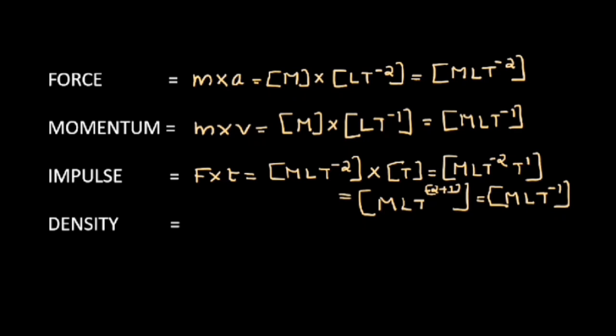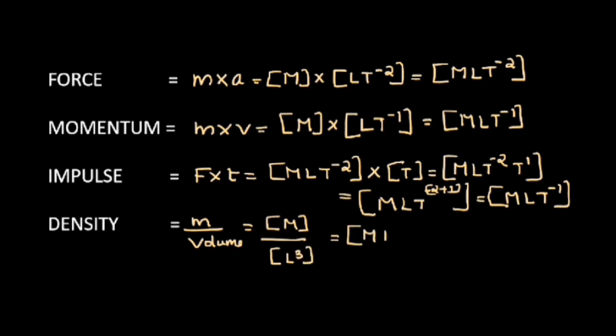Next one is density. What is the dimension of density? It is mass divided by volume. What is the dimension of mass? It is M. And what is the dimension of volume? It is L cube. So we get M L raised to minus 3. Here the L cube is in denominator. When it comes to numerator, the power will be minus. So the dimension of density is M L raised to minus 3.